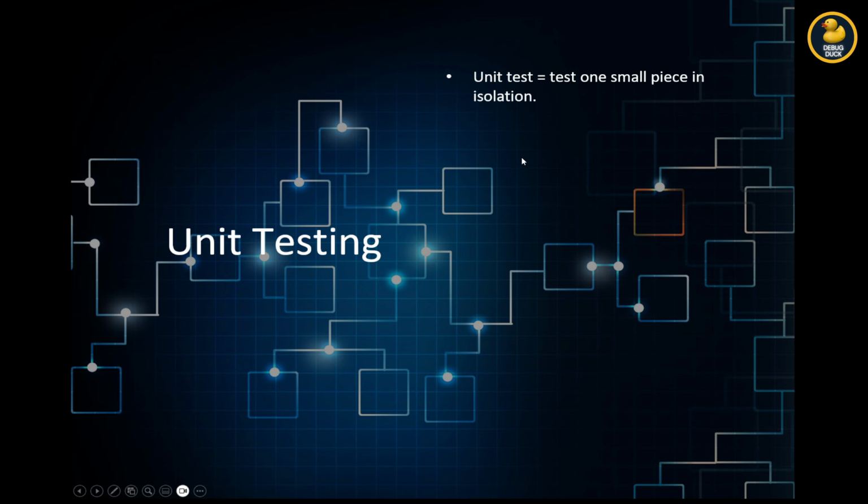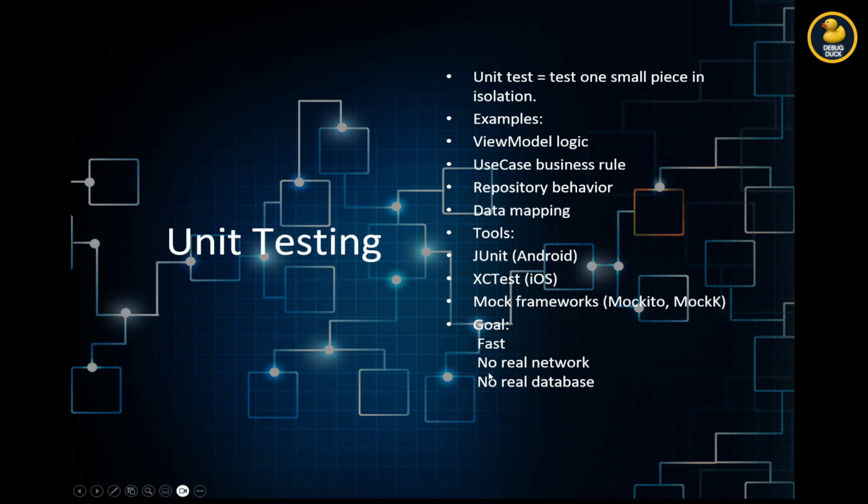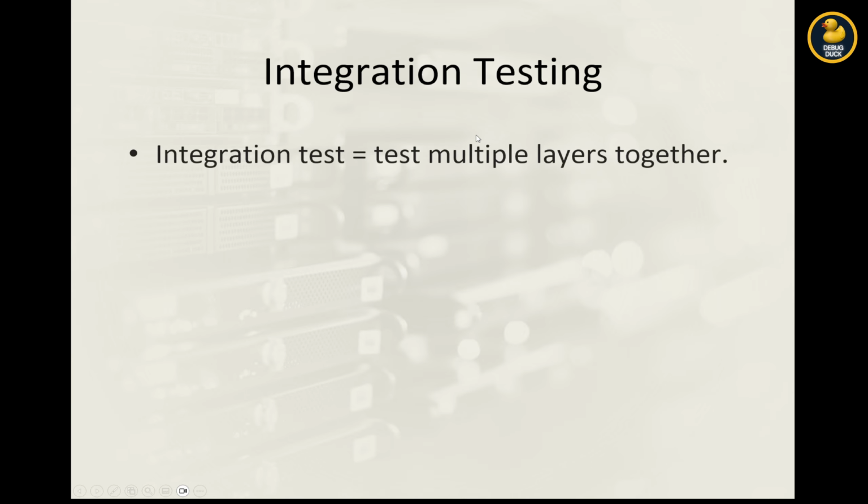The unit test. Unit test means test one small piece in isolation. For example, view model logic, use case, business rule, repository behavior, data mapping. And the tools you can use to make a unit test: JUnit in Android, XCTest in iOS, mock frameworks, Mockito, and MockK. The goal: fast, no real network, no real database. Test only logic.